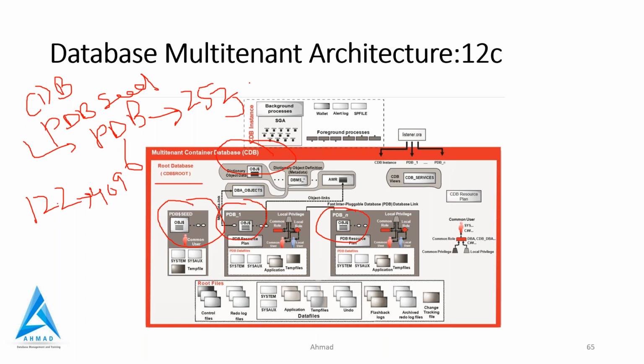In some books it is written 253 and sometimes it is written 252. So I'm going with 250 plus, to be on the safer side, and that is the difference. Multi-tenant architecture is very vast, so I'm not going into that.